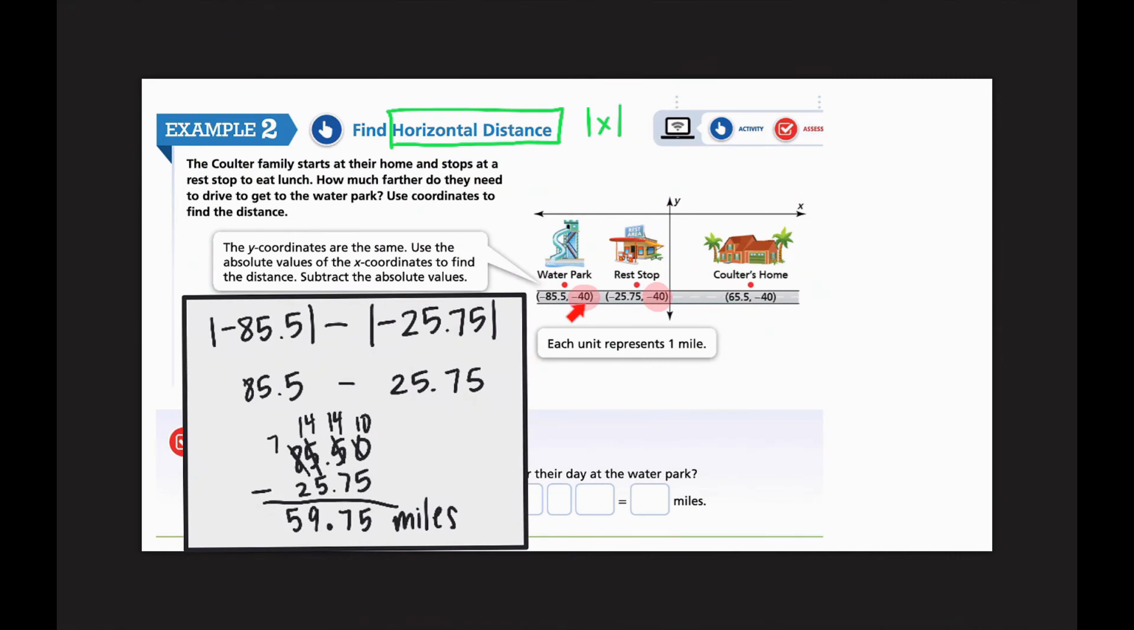So you can see here, we're going to use the x values difference. We're subtracting because it's within the same quadrant here. So we're subtracting. If it were the difference between here, we could add, right? All right, let's look at another one.